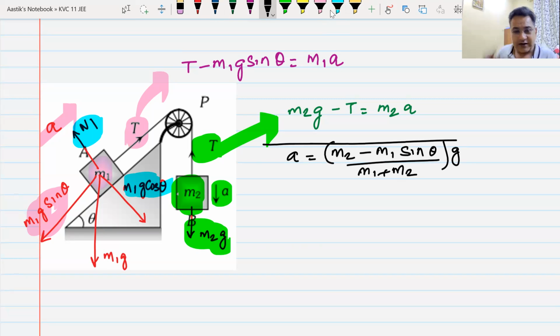M2G is pulling from here. M1G sine theta is pulling from here. I just have to find out which is more. Whatever is more, it will move on that side. You have to find out the net force, get the answer, and stay happy. Do we understand this? Everyone is able to understand what we are doing here? So then solve this question.